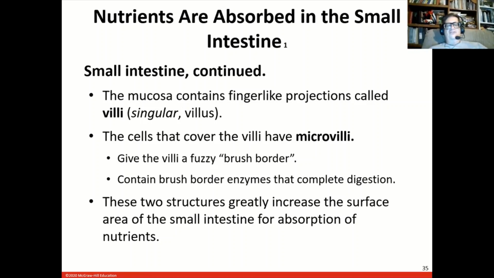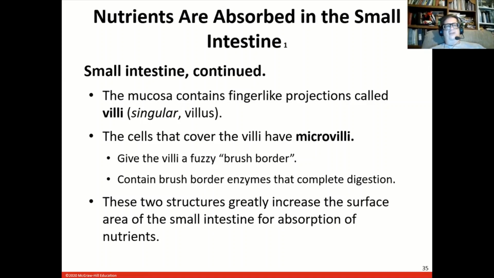But it says these two structures greatly increase the surface area of the small intestine for absorption. You've already heard me say it, it's three structures. Circular folds, which are the one not mentioned in the book, covered with villi, which are covered with microvilli. All right, so that's fine.